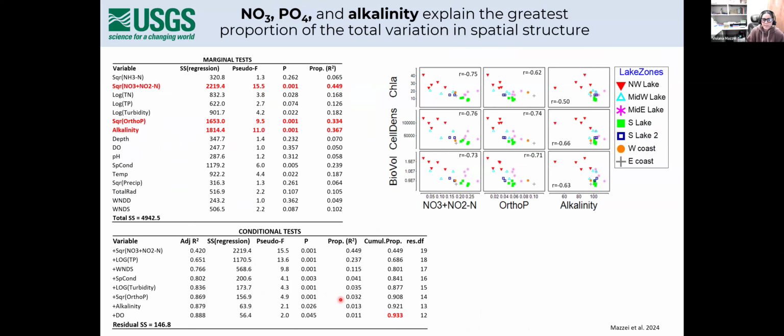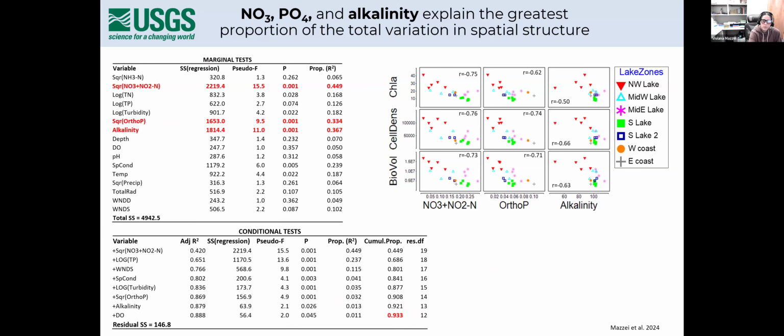So then we used a distance-based redundancy analysis on 16 abiotic variables to search for the strongest explanatory variables of those spatial patterns that I just showed, and also of temporal patterns. The results from the spatial models showed that nitrate, phosphate, and alkalinity explain the greatest proportion of the total spatial variation of phytoplankton assemblages, and the most parsimonious model explained 93% of that spatial variation. So very well explained by these abiotic variables.